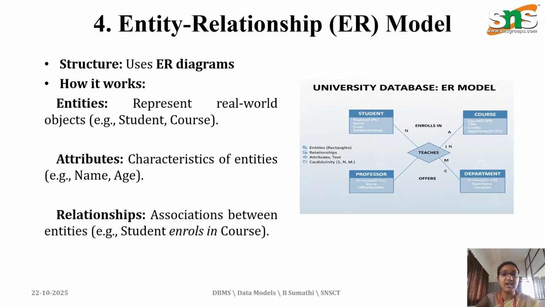The next one is the entity relationship model, the ER model. The structure uses the ER diagram, and how it works: an entity represents a real world object, for example student and course. Attributes are characteristics of the entities, for example name, age. Relationships are associations between the entities, for example student enrolls in course. This is the ER model.